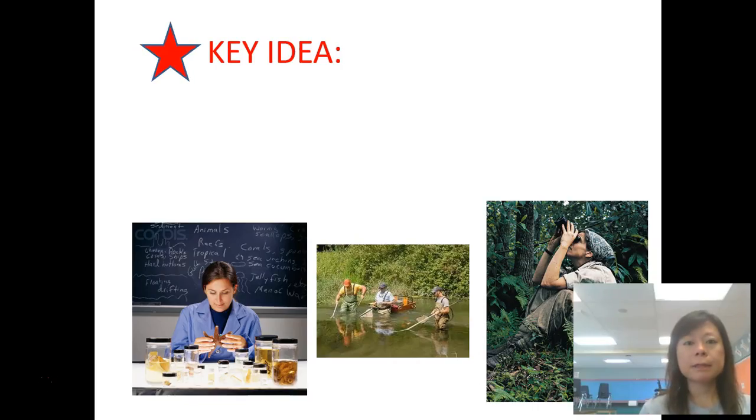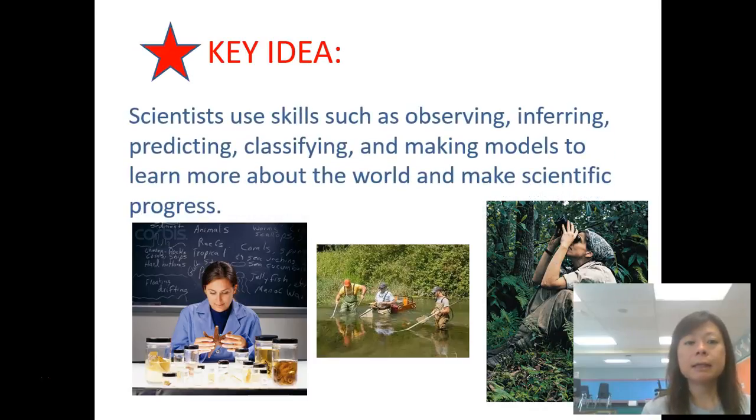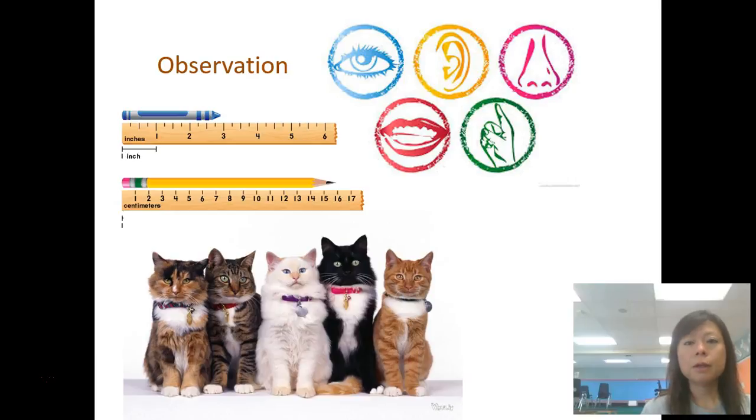The key idea for this section is that scientists use many different skills to learn about the world. They use skills such as observing, inferring, predicting, classifying, and making models. And they need all of these skills to help them learn. One of the first things that they use is the skill of observation.